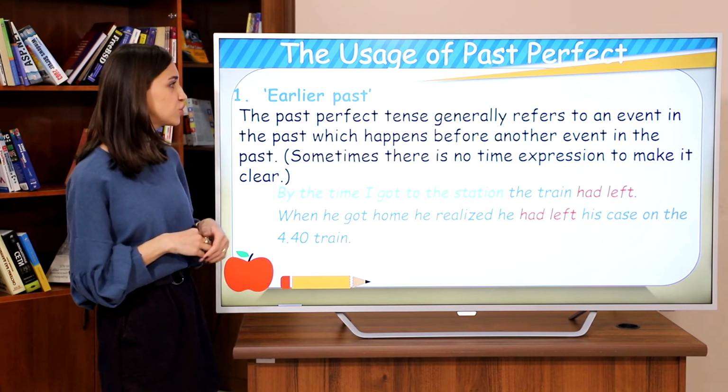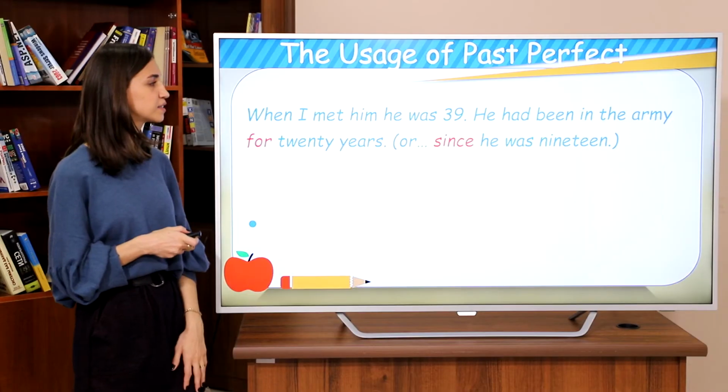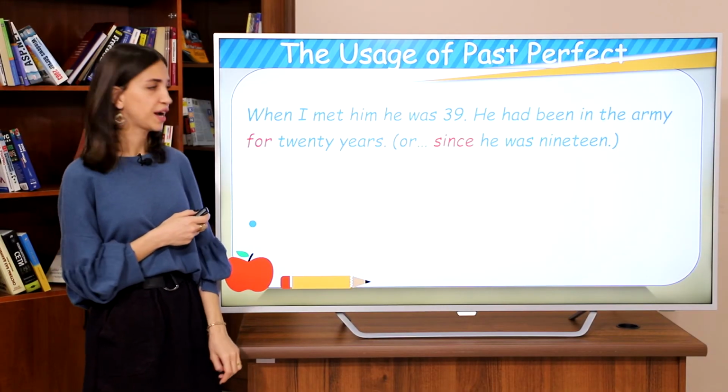The past perfect tense generally refers to an event in the past which happens before another event in the past. Sometimes there is no time expression to make it clear. For example, here we are using by the time I got to the station. Next, let's read these examples and look at the words in red.